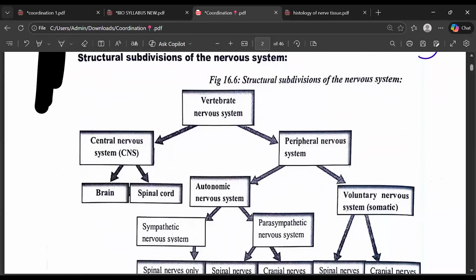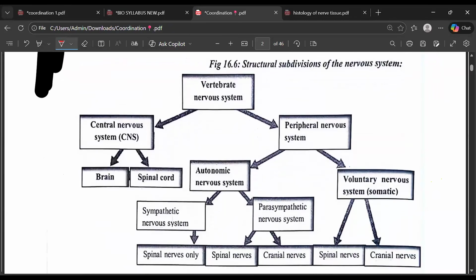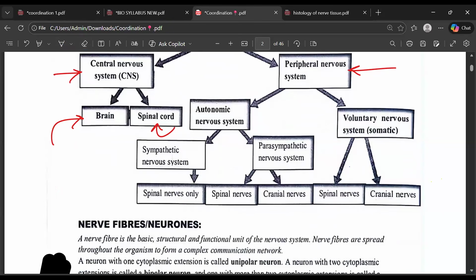So, divisions of the nervous system. Judith told us the vertebrate NS has the central and the peripheral, you get the point? And the central has two things, that is the brain and spinal cord, and that's where it ends. The rest of the work is now about the peripheral. So the peripheral has the automatic part, the involuntary one, and the voluntary one, the somatic one.